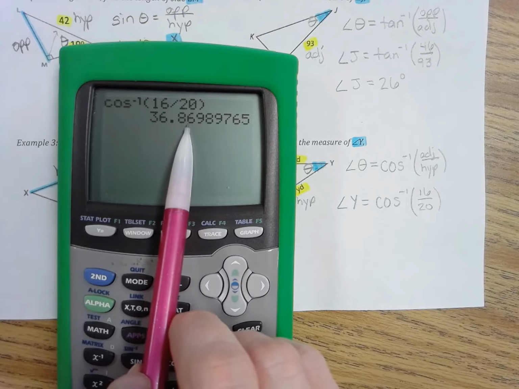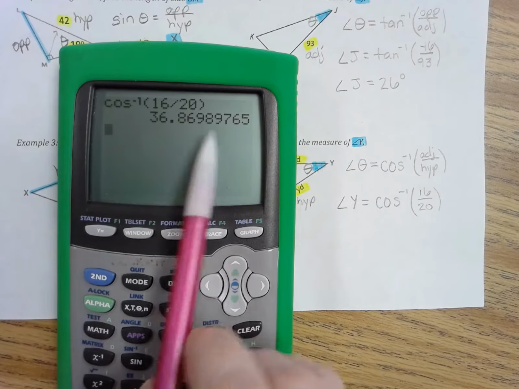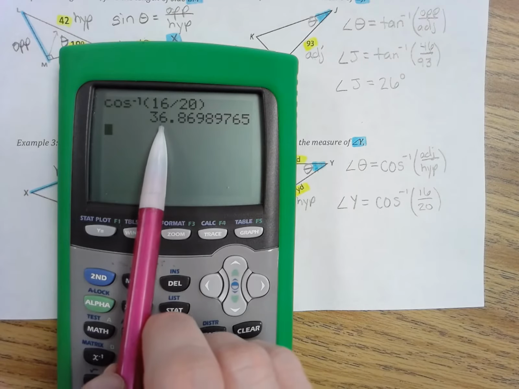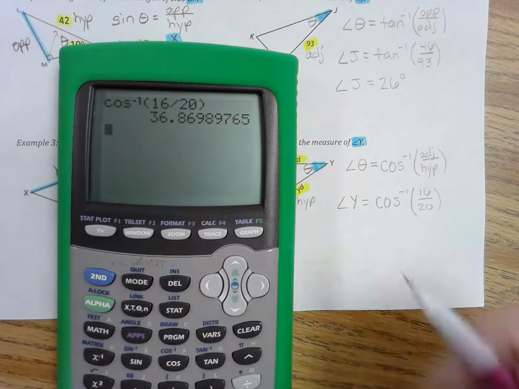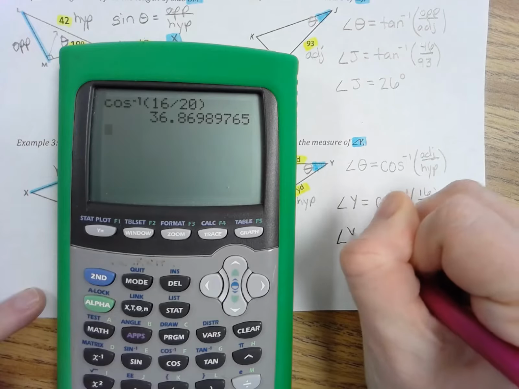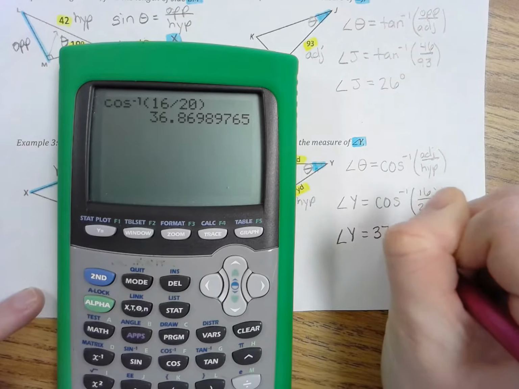When rounding, you do not continue looking back further and further. If you're rounding to a whole number, you only look one place behind, and that 8 is what's causing this to round up. So angle Y is 37 degrees.